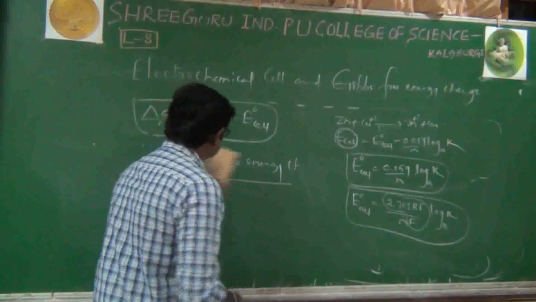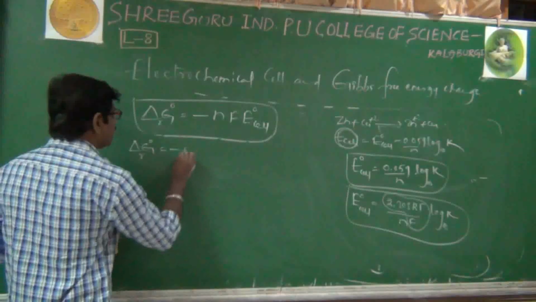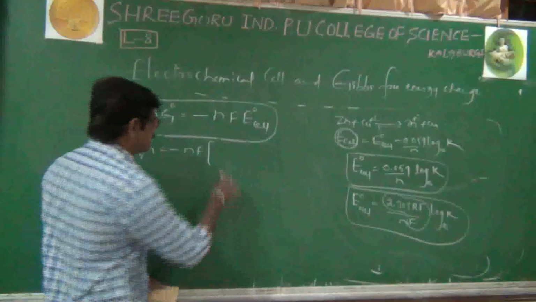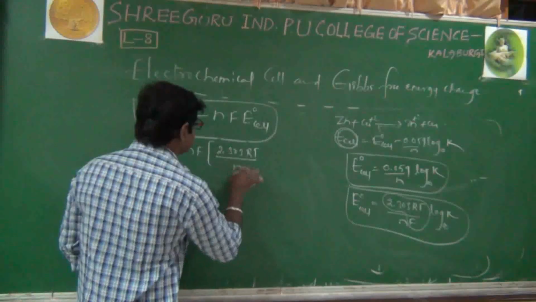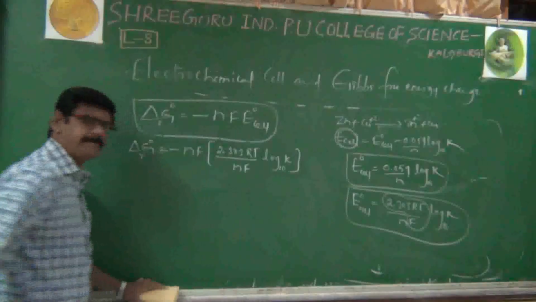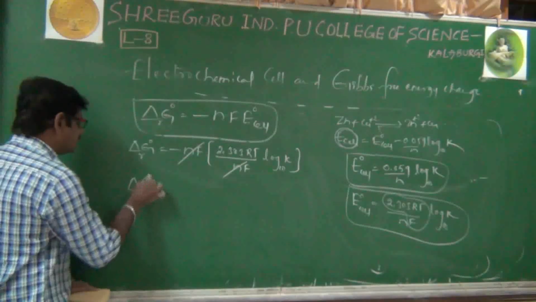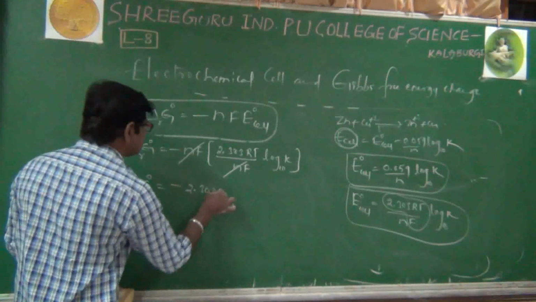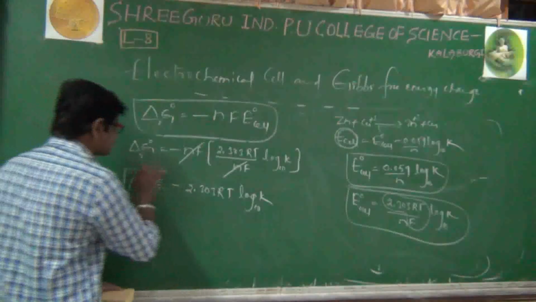See here what happens. Delta G naught is equal to minus nF, and instead of E naught cell, I'll substitute that value, that is 2.303 RT divided by nF log base 10 K. Here nF we can cancel. Therefore delta G naught is equal to minus 2.303 RT log base 10 K. That's it.